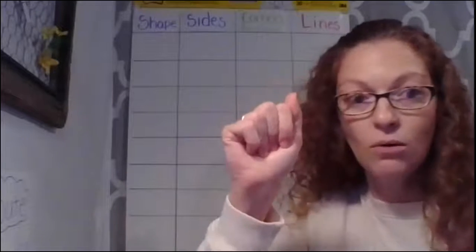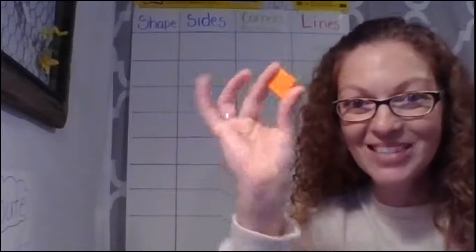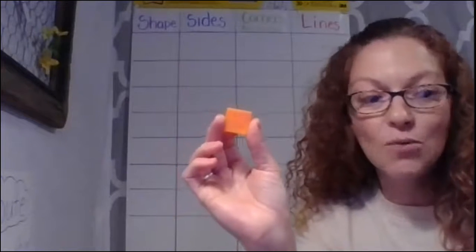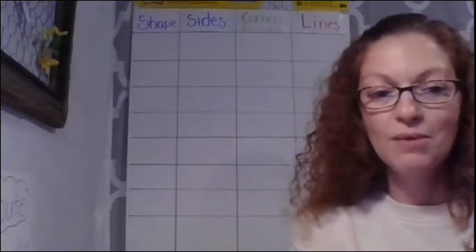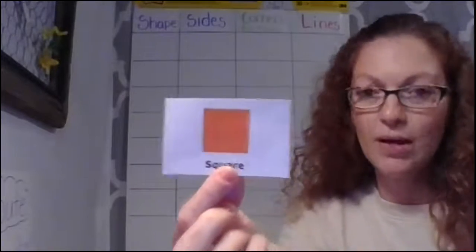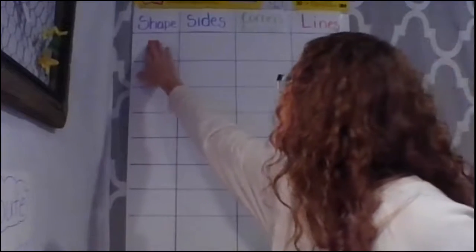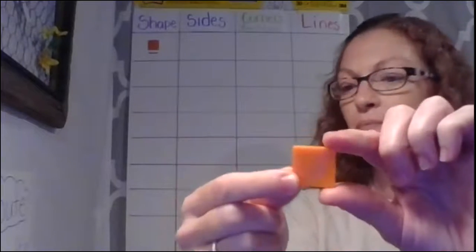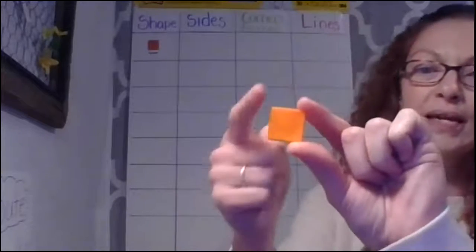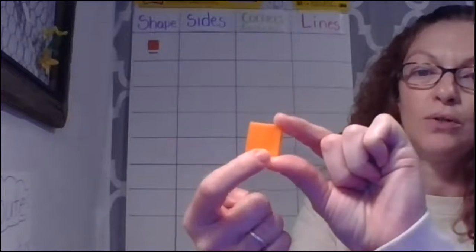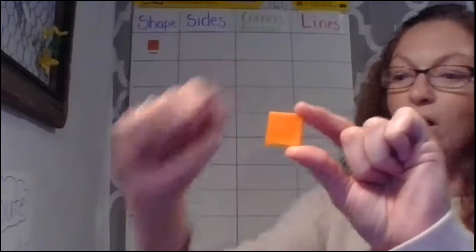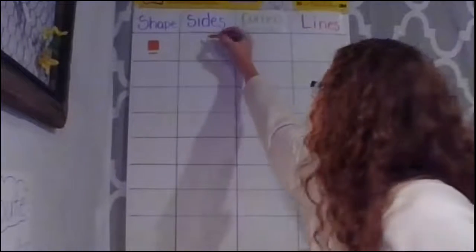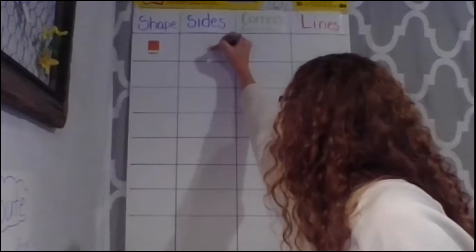You know it? Oh, I have to show you. What shape is this? It is a square, right? Look at this square. How many sides does a square have? Let's count. 1, 2, 3, 4. It has 4 sides. Nice job. So sides, I'm going to write 4.